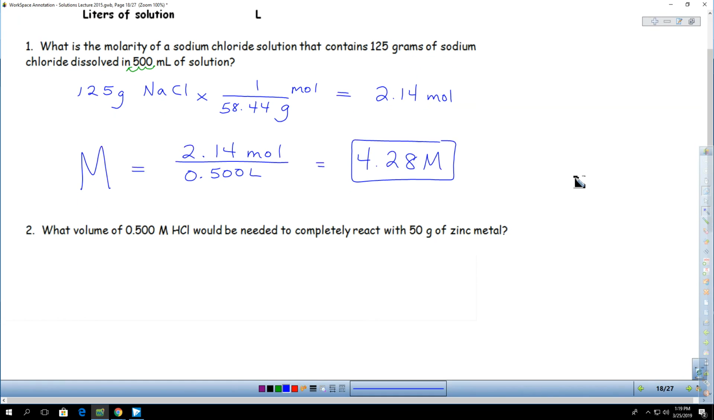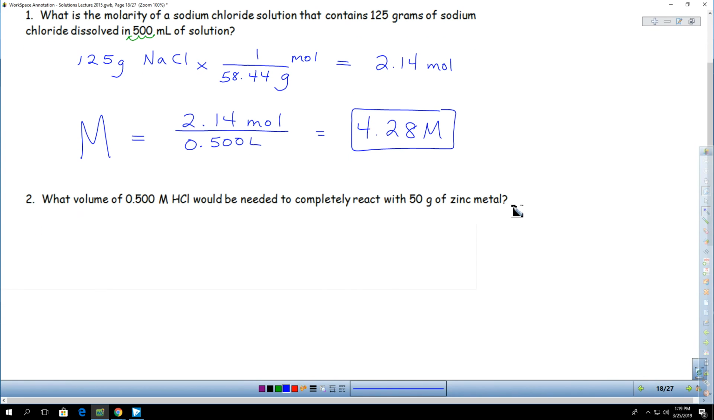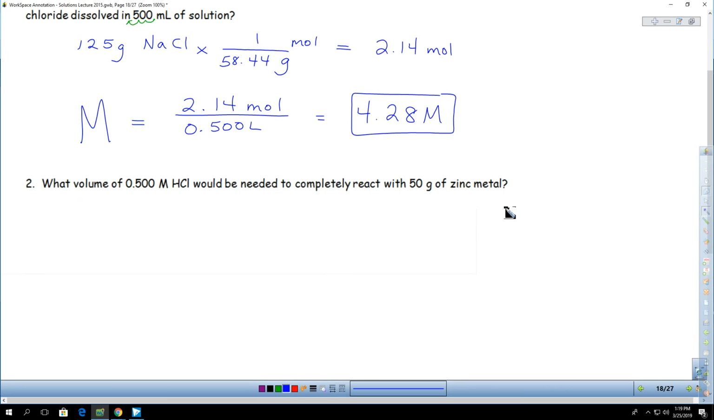The second one, here's another way to spin this equation. Instead of solving for the concentration in molarity, we could solve for either moles or we could solve for volume. Number two says, what volume of 0.5 molar hydrochloric acid would be needed to completely react with 50 grams of zinc metal? All right, so I'm looking for an amount of hydrochloric acid, HCl, that would be needed to completely react with 50 grams of zinc metal.